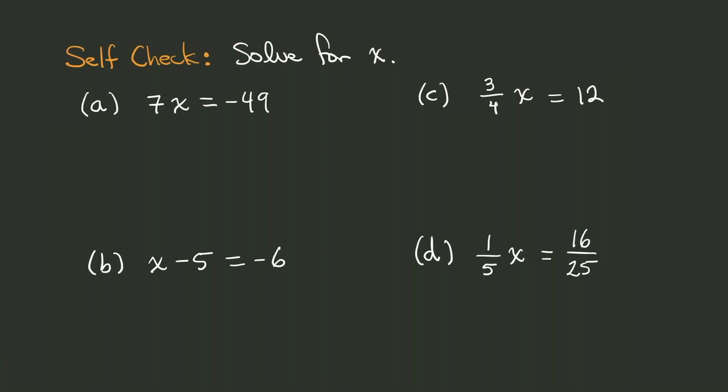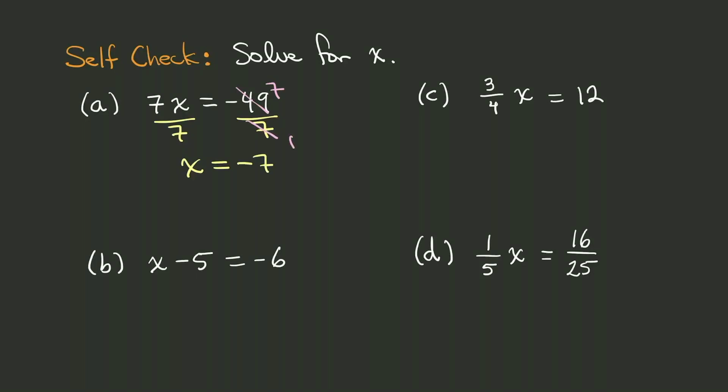Let's check for understanding. Work this one out on your own first, and then come back and check your solutions. In part A, we have 7 times x equals negative 49. To get x by itself, we need to divide by 7. And so we obtain x equals negative 49 over 7. But 7 times 7 equals 49, so this will simplify to negative 7 over 1. And so we'll have negative 7 as our answer.